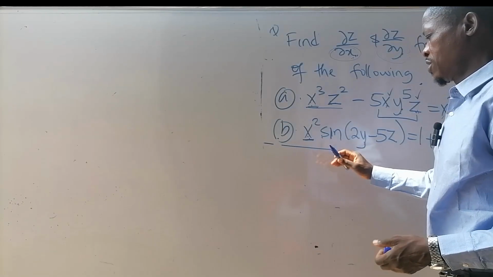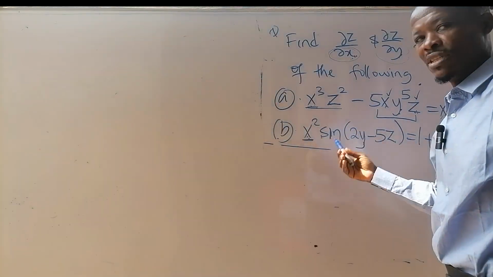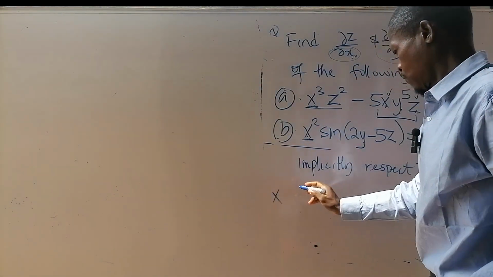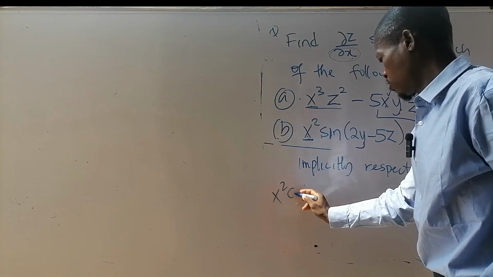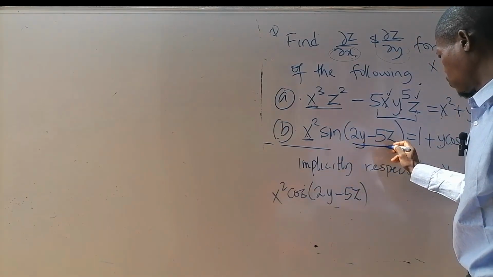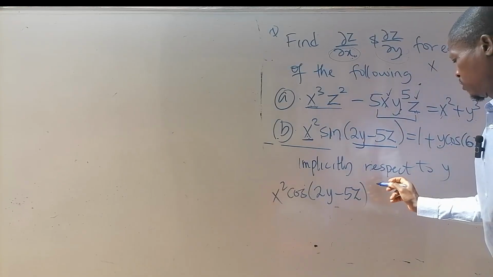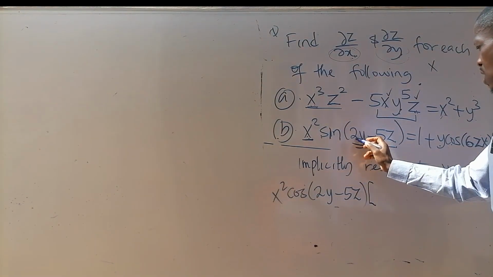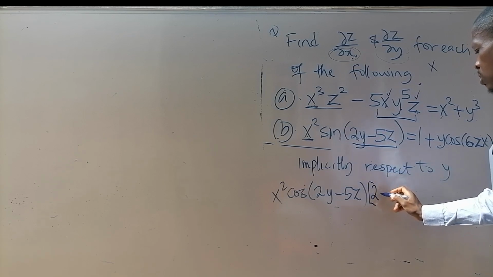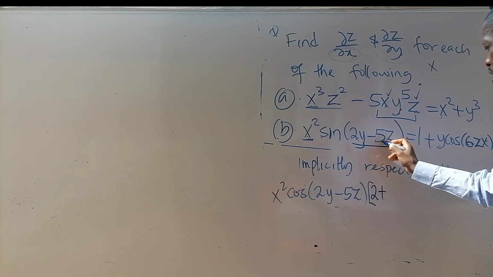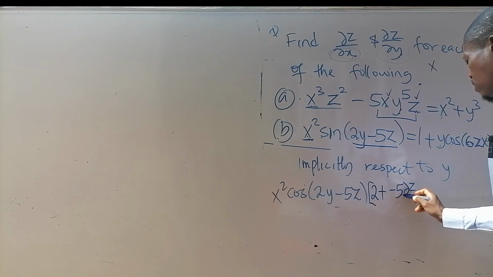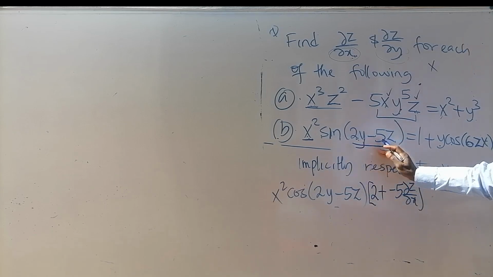For the B part, repeat the process: differentiate implicitly with respect to y. We keep this constant and differentiate this one. That will be cos of the function, times the derivative of this inner function with respect to y. We have two functions: differentiating with respect to y gives times 2, then plus this one times minus 5 dz/dx. Okay, it's a chain rule.